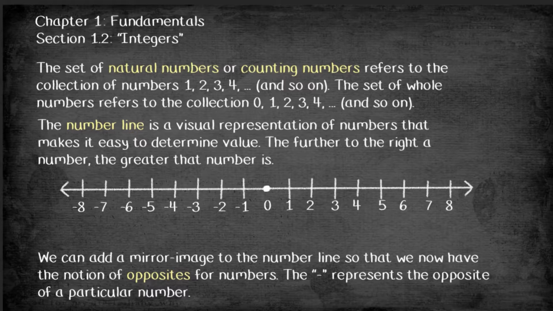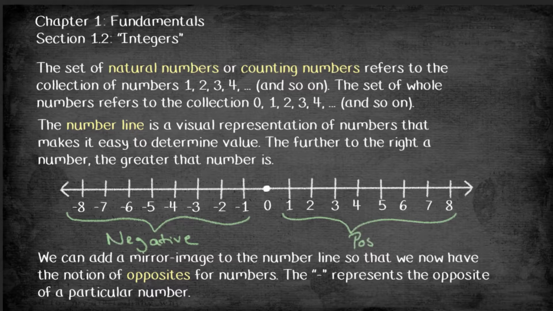And so, important to note here, all of these numbers on the number line that are to the left of 0 are said to be negative numbers. All of the numbers that are to the right of 0 on the number line are said to be positive. And finally, 0 itself is very special because it's the only number that is neither positive nor negative.